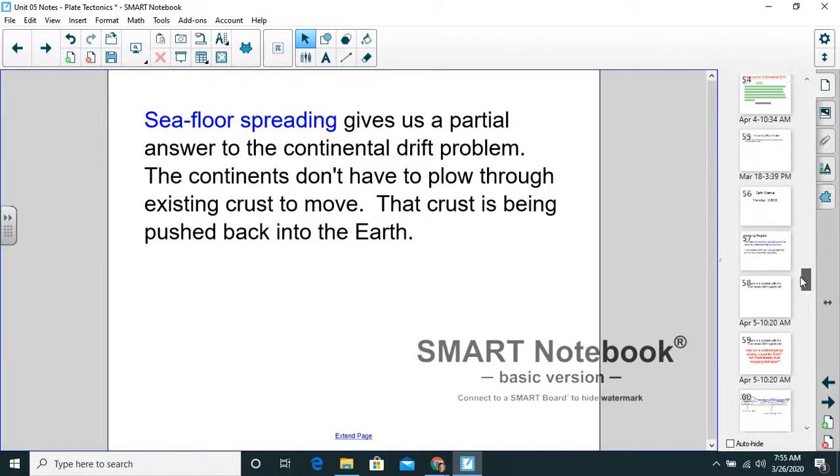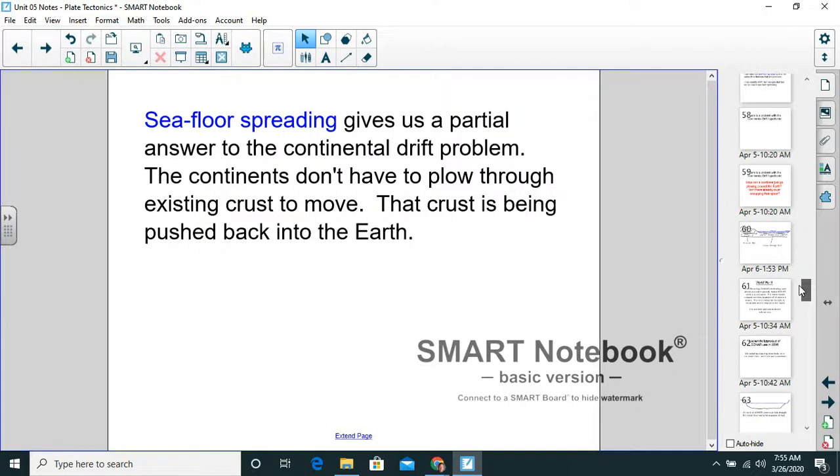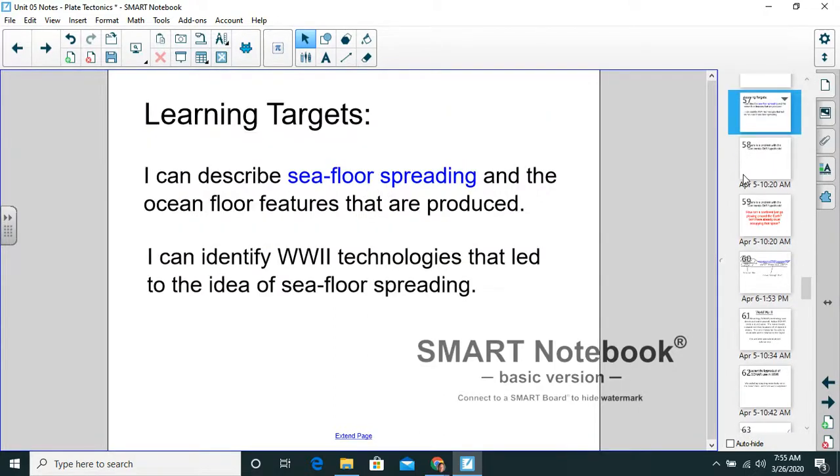Let me see if I can find my slide again where we started. Here were our learning targets. I want you to be able to describe seafloor spreading and the ocean floor features that are produced. So let's think about the features. We have mid-ocean ridges. That's one of the features. And we have deep sea trenches. That's another feature. The World War II technologies: we had both the use of sonar and the use of magnetometers. So that's today's lesson. Tomorrow, I hope to have some practice exercises for you.